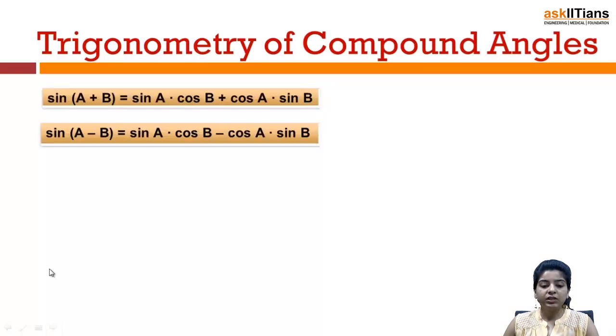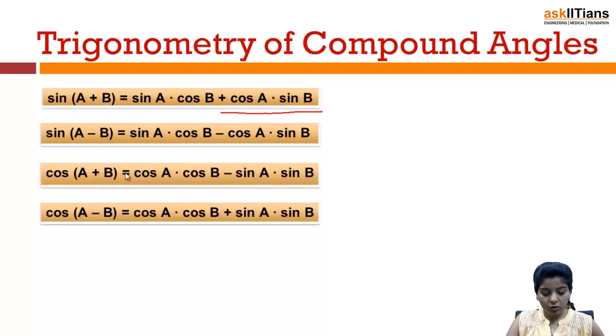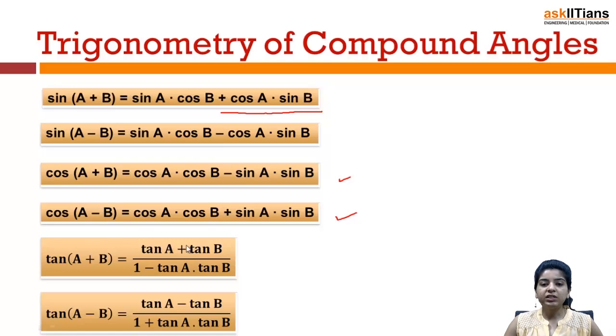So the first set that we have is sin of A plus B is sin A cos B plus cos A sin B. Similarly, sin A minus B is sin A cos B minus cos A sin B. Then we have cos of A plus B is cos A cos B minus sin A sin B, and cos A minus B is cos A cos B plus sin A sin B. You will have to keep a note of the signs also in the formulae. Then we have tan of A plus B is tan A plus tan B upon 1 minus tan A tan B, and tan of A minus B is tan A minus tan B upon 1 plus tan A tan B.